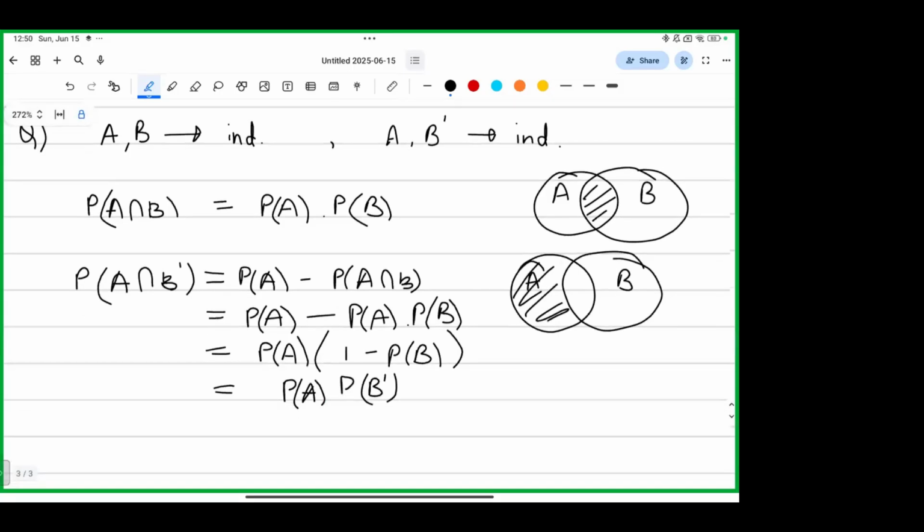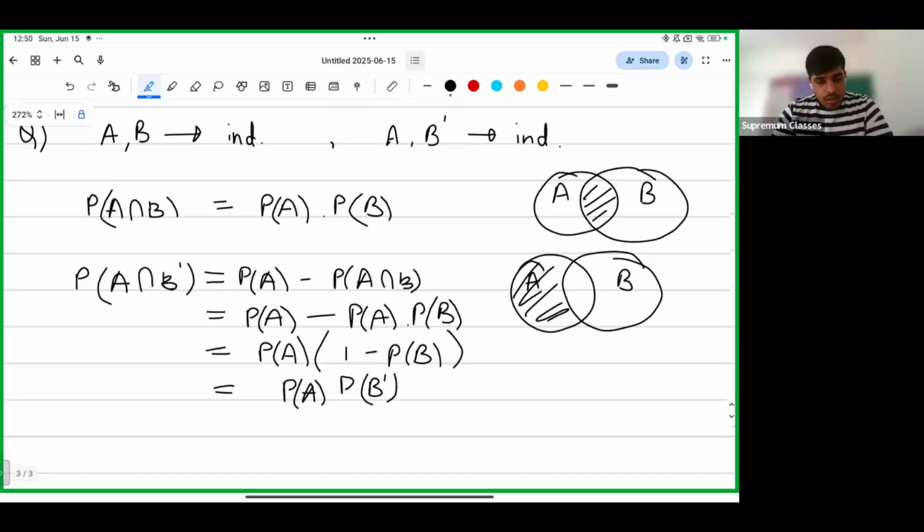So they are independent. Correct. This is correct. Okay, so let's move to the next question.